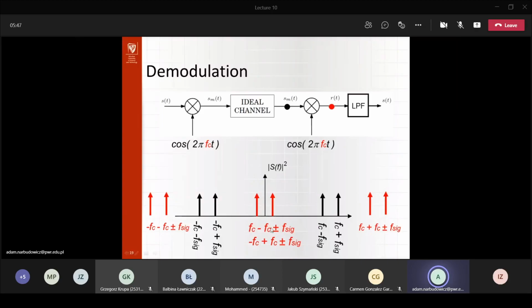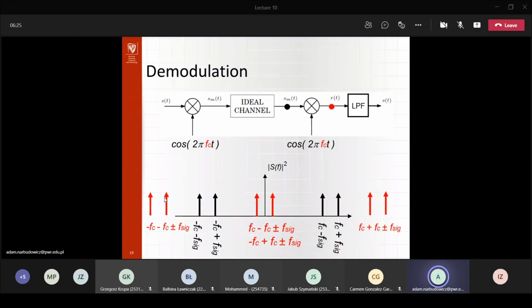FC minus FC, so basically the carrier frequency is cancelled, and that's pretty much what we want to achieve with the demodulation, ending up with plus minus frequency of our signal. And of course, those two components clearly overlap with each other, right? And then again, minus double FC, since we are using real valued signals, so we always need to have a complex conjugated spectrum.